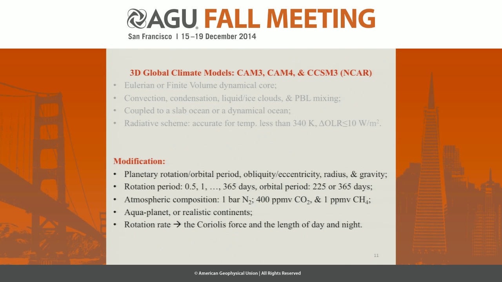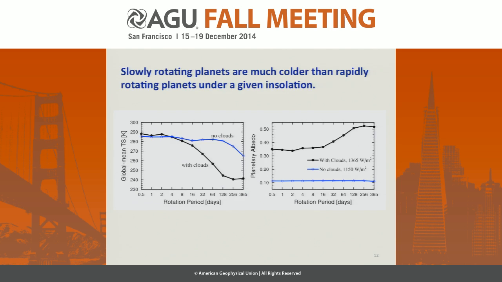The length of one day on Venus is about 200 days. It means that if you lived on Venus, you would need to walk continuously for 200 days and sleep another 200 days. This figure shows the surface temperature and the planet albedo as a function of rotation period.